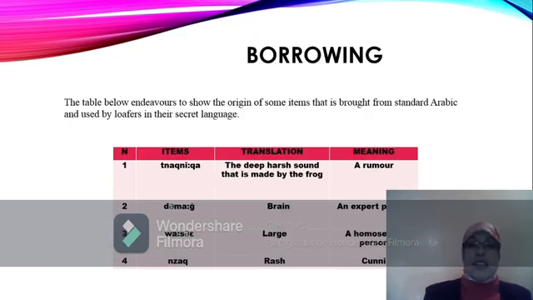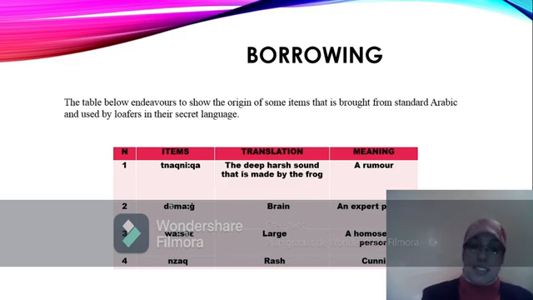Now the next example is concerned with borrowing. The table below endeavors to show the origin of some items that are brought from standard Arabic and used by loafers in their secret language. So we have seen the first three examples from butchers. Now the coming examples are from the secret language of loafers.